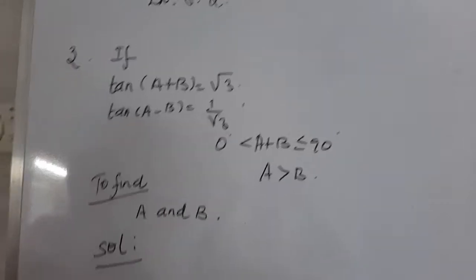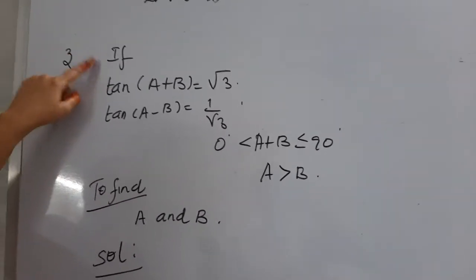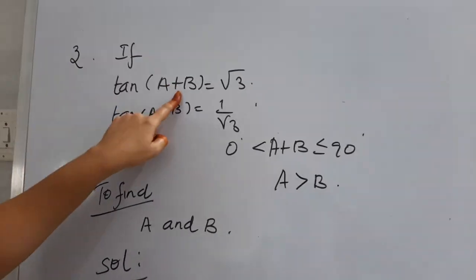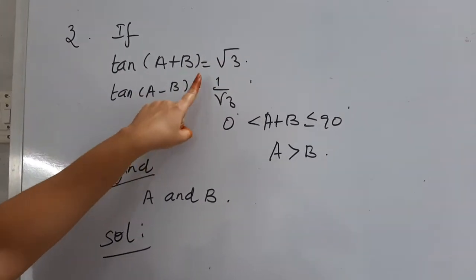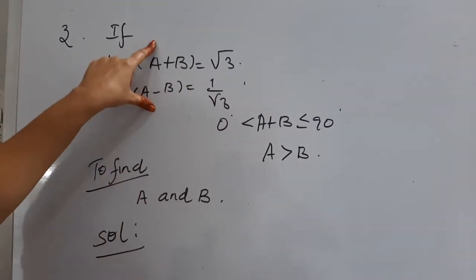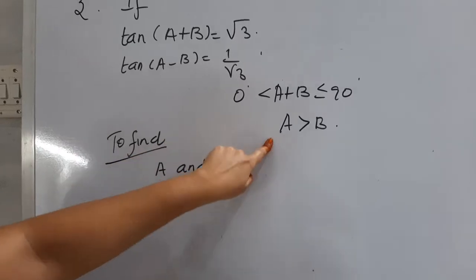Let's see the next question. Question number 3 in exercise 8.2. If tan(A + B) is equal to root 3, and tan(A - B) is equal to 1 by root 3, two conditions they gave. In addition to that, they gave two more conditions.